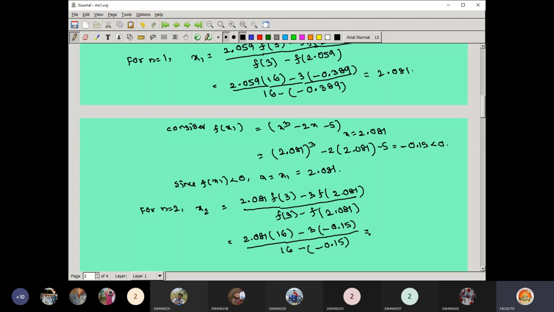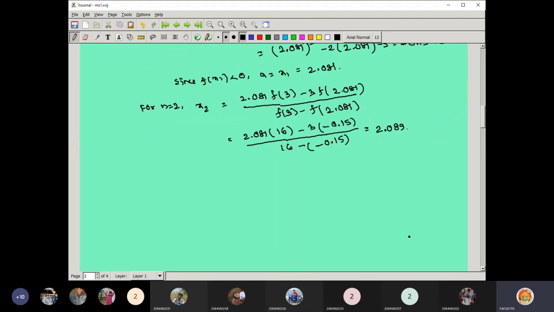So approximately you are getting 2 point, are you getting 2.089? Yes, sir. So 2.089. So this is the approximate root. And again, this value you are substituting in the function. So consider మనకి 0 వచ్చేంత వరకు రిపీట్ చేయాలి.